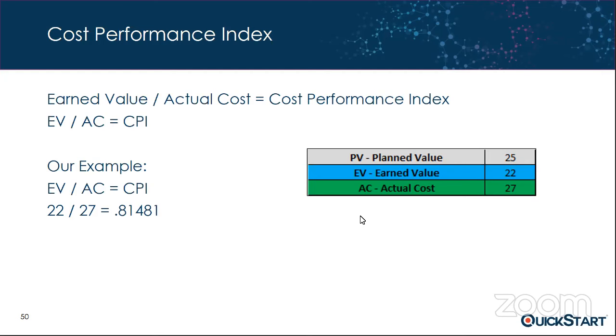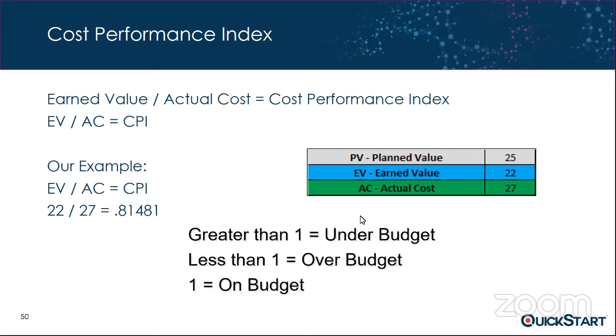And again, you may say, okay, well, Rich, what does that mean? What value is that? What's the benefit of that? How do I interpret that? And we have to have our decoder ring here, and you have to know that if CPI is greater than 1, your project is under budget. If it's less than 1, you're over budget.